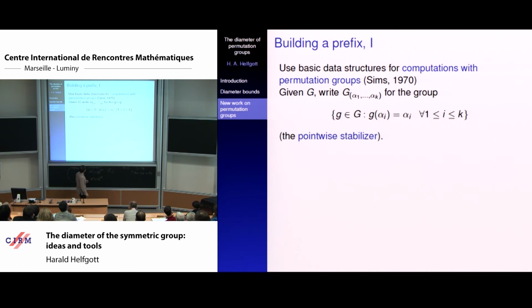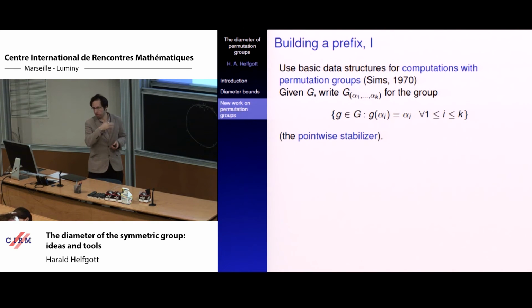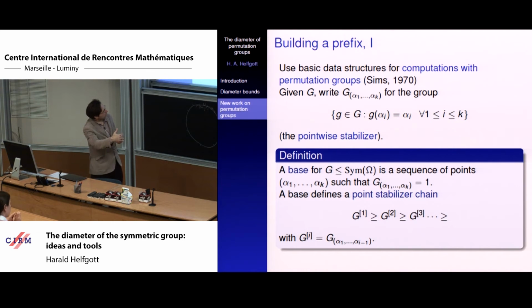I used the word stabilizer before. So a pointwise stabilizer for a set of points is just a subgroup of G consisting of the elements that fix every single point. Whereas a setwise stabilizer would be the elements of G that fix the set as a set. They could permute the set. Well, and of course you can create a chain of stabilizers. You have G, you consider the stabilizer of a point, which is smaller, then the stabilizer of that point and another point, which gets smaller, another point, and so forth.